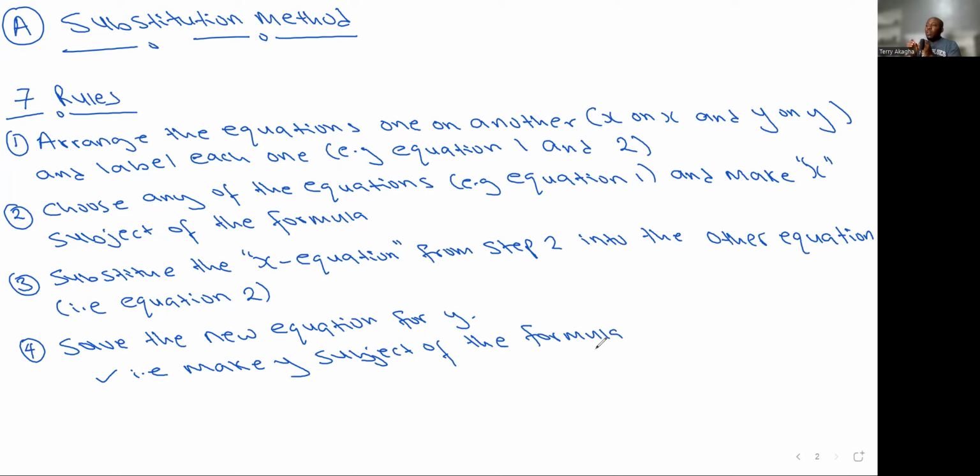Now, you've gotten a value for y here. That value for y, you now have to substitute into any of the original equations, either equation 1 or equation 2. Is that okay? So now you've gotten the value for y from step 4.